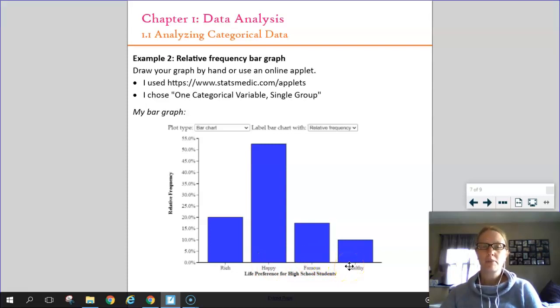From this graphical display, I can easily see that happy was the most chosen preference for most students, and healthy was the least chosen, while it looks like rich and famous were about equal. Notice also that the width of each bar is the exact same, so that I can easily compare just the heights without being distracted by different widths. Double check that your bar graph, whether you used the StatsMedic applet or drew it by hand, looks similar to this one.